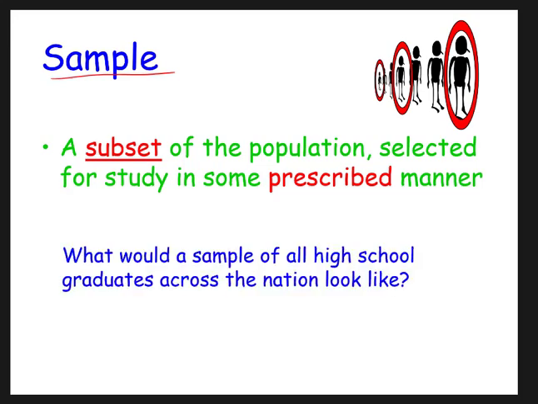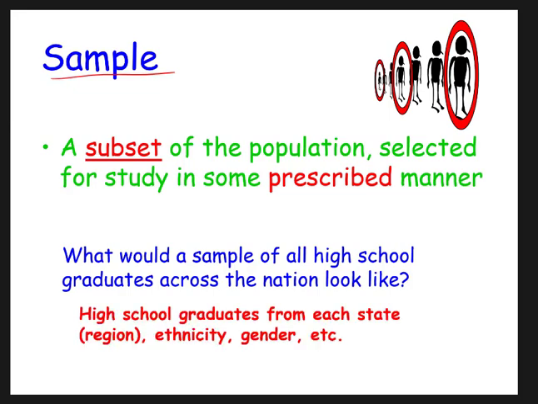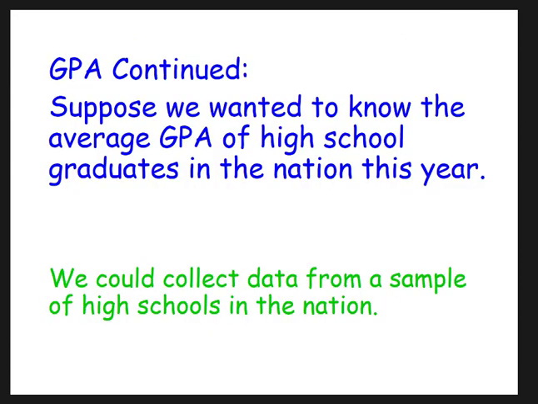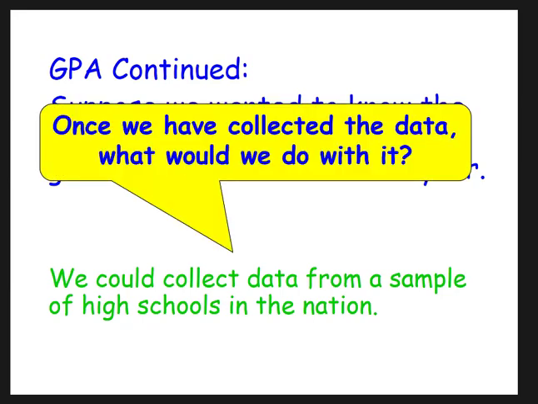So what would a sample of all the high school graduates across the nation look like? Well, we could pick some high school graduates from each state, each gender, each economic background, each ethnicity, etc. But how would we do that? How would we determine where to select them from? We'll come back and talk about how to select that sample later on, just so you know.